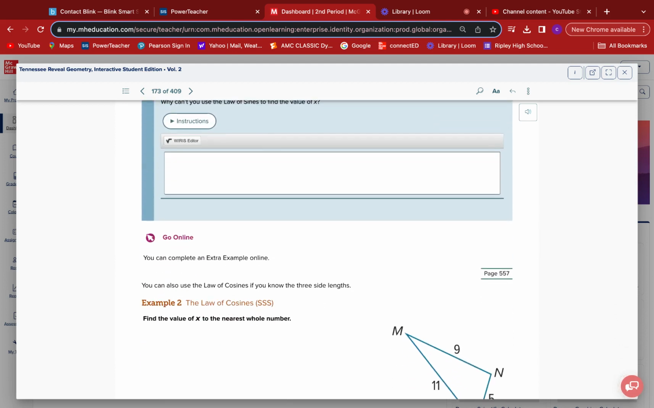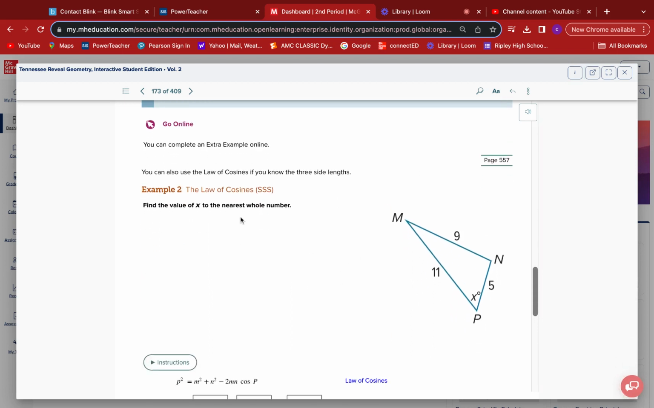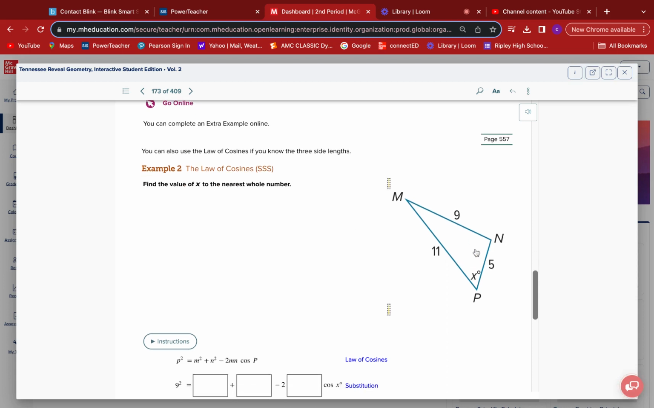All right, let's go to the next page of your workbook, page 558. I'm on example number 2. Going to use the law of cosines, which is your side, side, side. Find the value of x to the nearest whole number. All right, so this is what I'm looking at. I'm looking at x being an angle. So now I'm going to have to do inverse in there somewhere.